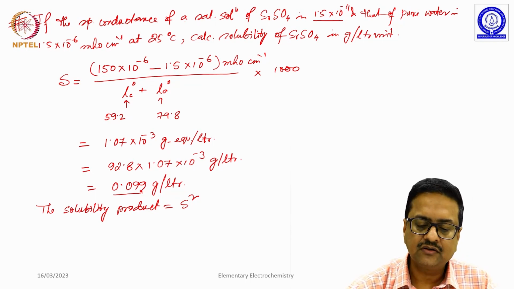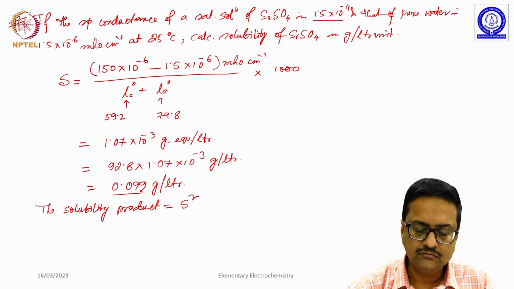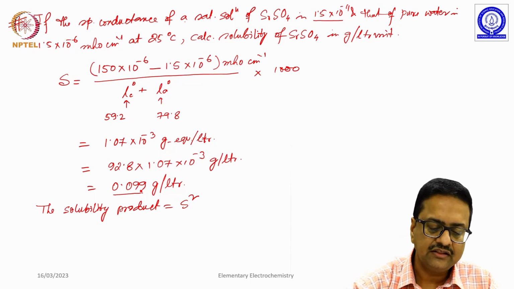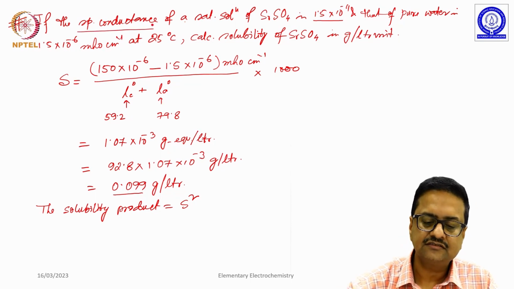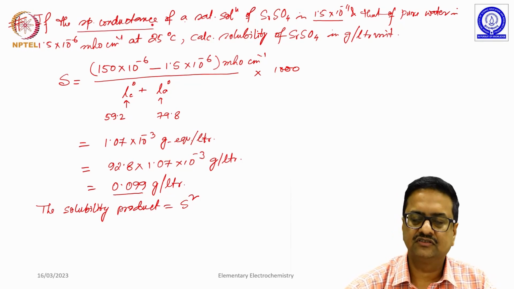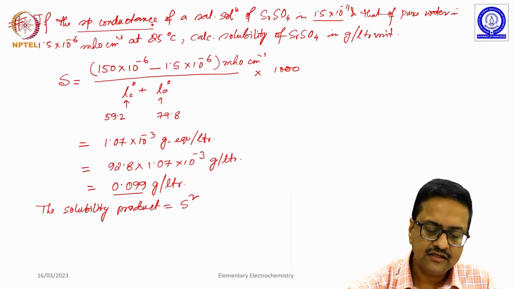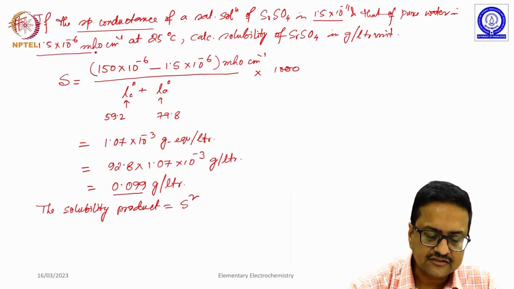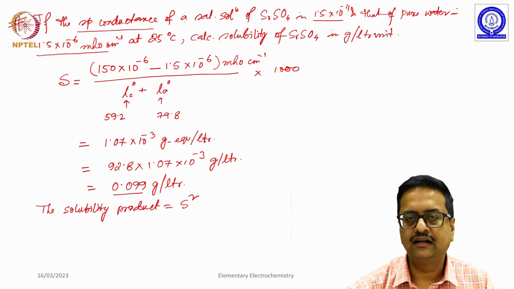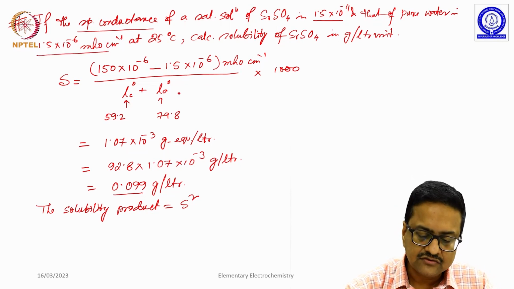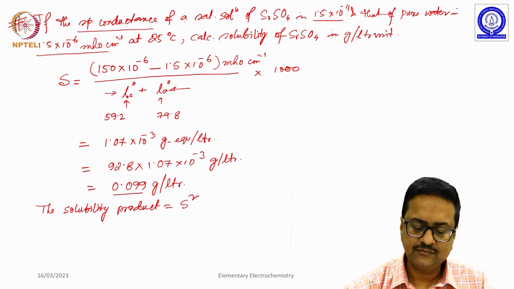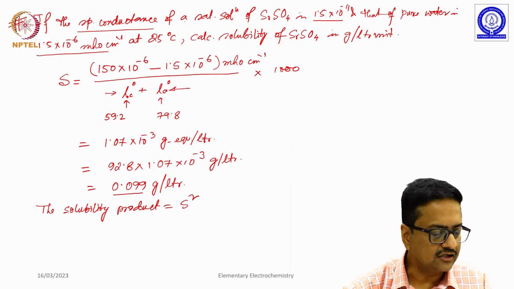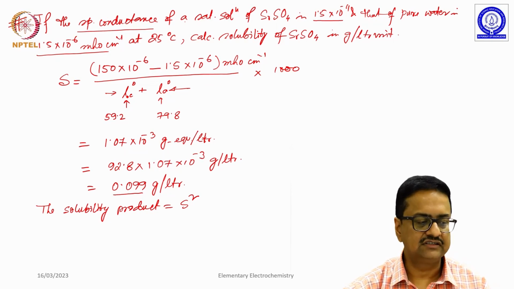So, in this experiment what we need to do, we need to determine the specific conductance of a saturated solution of strontium sulfate, take the specific conductance of pure water from the standard table, take the values of LC and LA0 from the standard table and calculate the solubility of strontium sulfate.